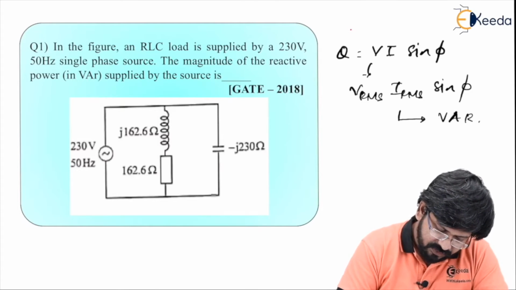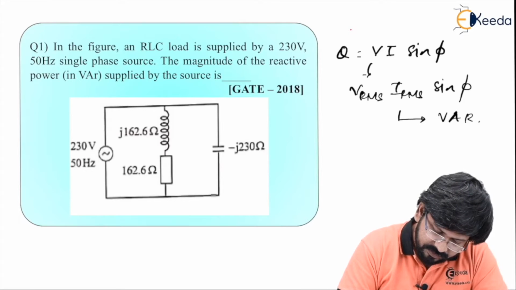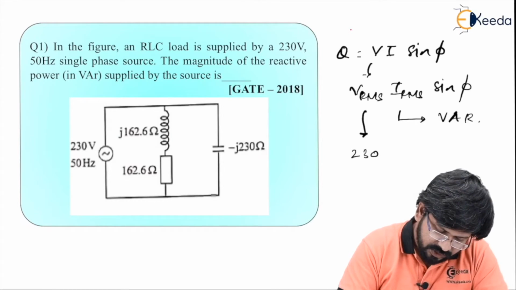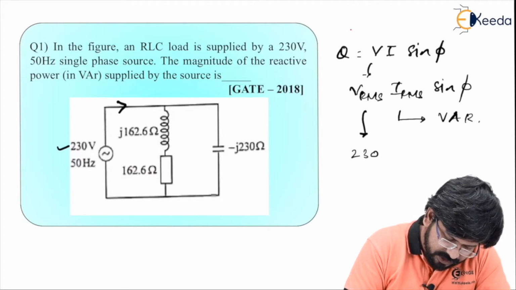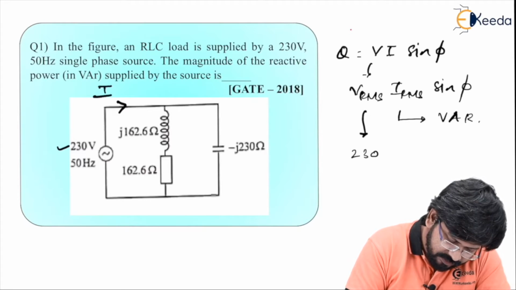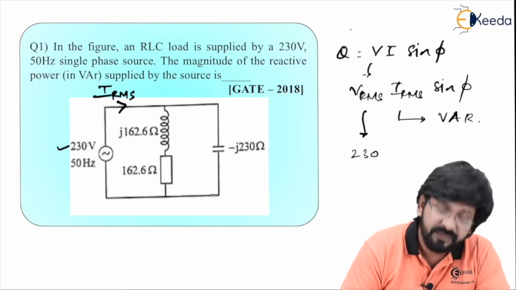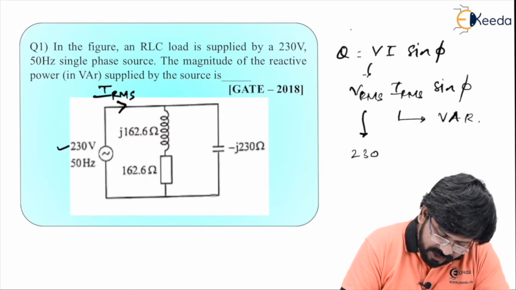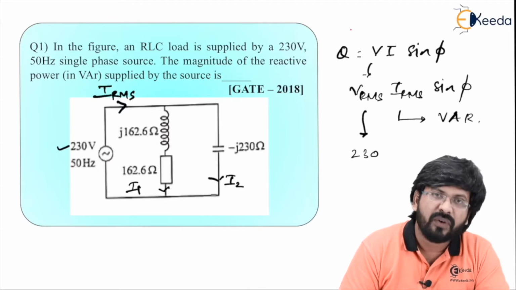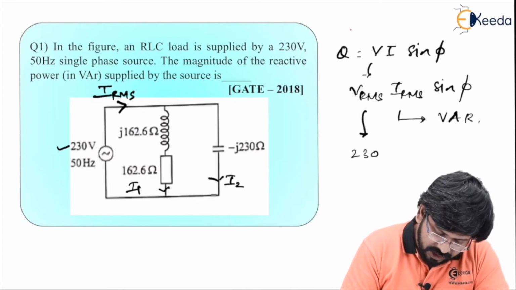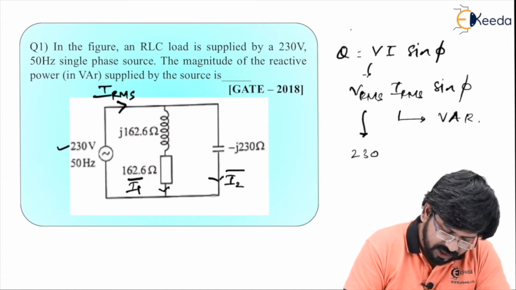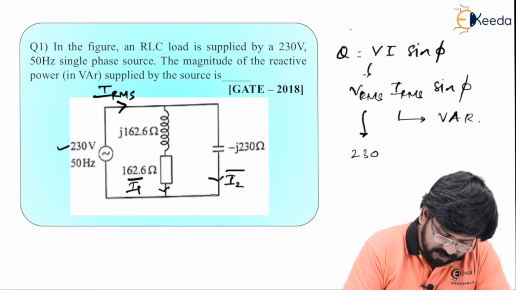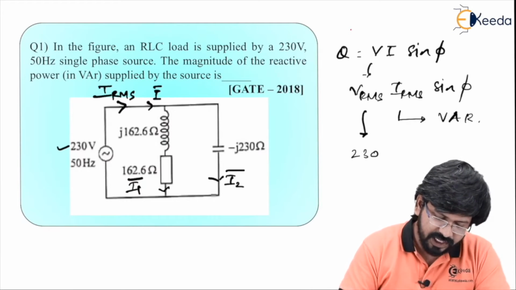So in this case, Vrms is given as 230 volt. What is not known to us is Irms, that is, the supplied current. But suppose I try to get the value of I1 and the value of I2 here. Of course both the currents are in different phases, so I say I2 vector, I1 vector, and if I do the vector addition, I'll get the I vector, whose magnitude is Irms.